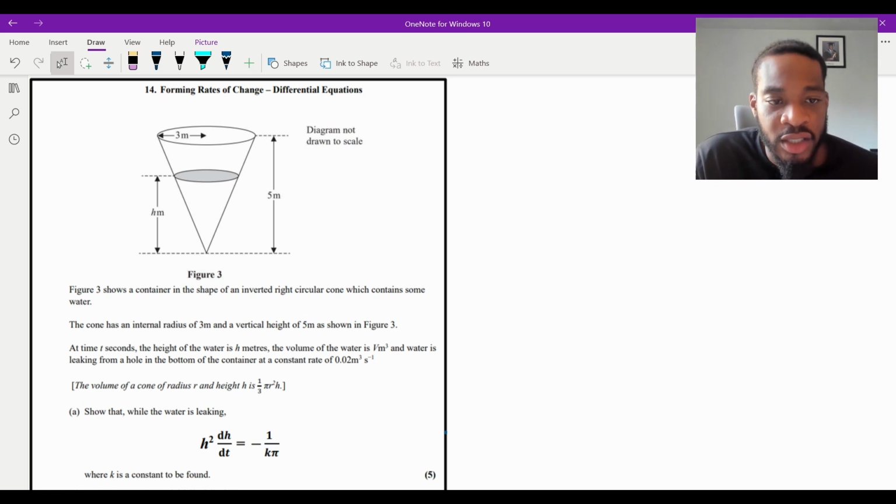The volume of a cone of radius r and height h is a third pi r squared h. Part A says show that while the water is leaking, h squared dh/dt is equal to minus 1 over k pi, where k is a constant to be found. And this is a 5 marker.